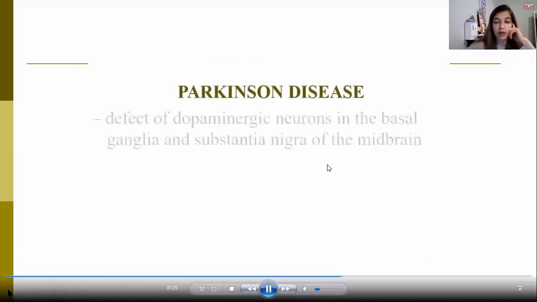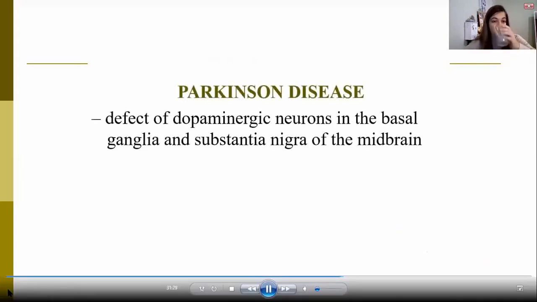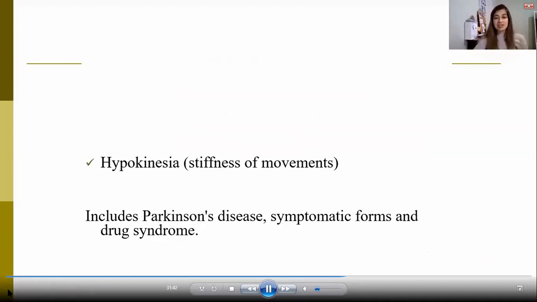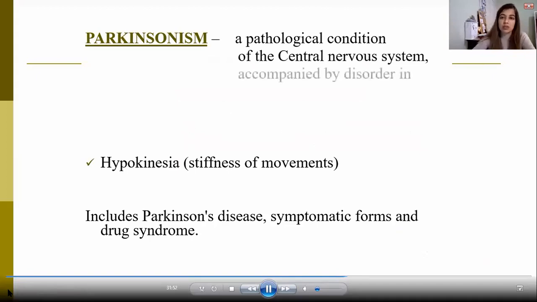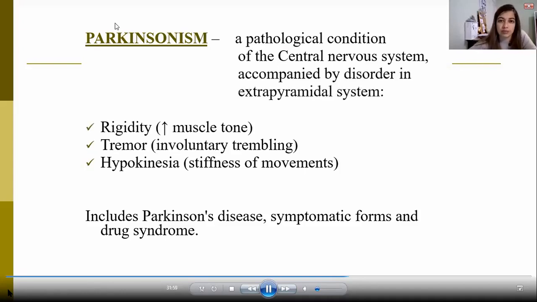Okay, and the next disease which we are going to talk about is Parkinson disease. This is the defect of dopaminergic neurons in the basal ganglia and substantia nigra of the midbrain. We don't actually know why this disease happens, but we can find what happens in this disease. Parkinsonism is a pathological condition of the central nervous system accompanied by disorder in extrapyramidal system effects. The extrapyramidal system is a structure in the brain which is responsible for the movement of your skeletal muscles, for the control of their smoothness and so on.